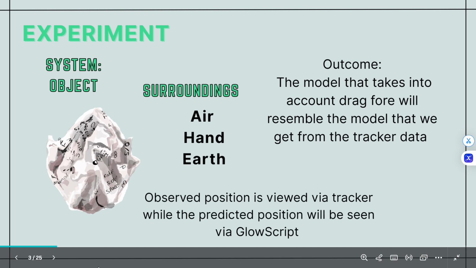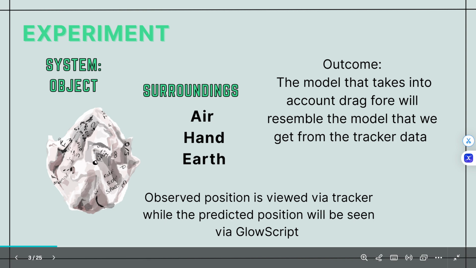Okay, so let's talk about the system and the surroundings. The system is the object, our balled up paper ball, and our surroundings are air, our hand when we're dropping the ball, and Earth, gravity. Gotta love gravity, like I said before.